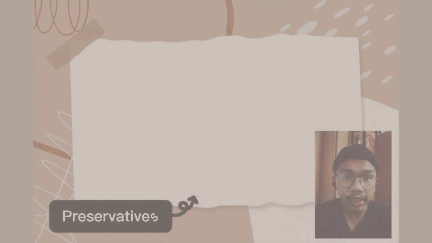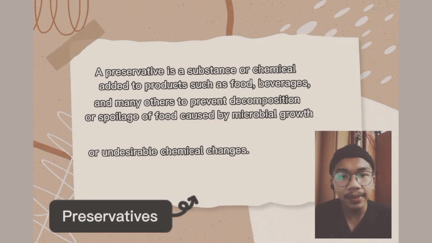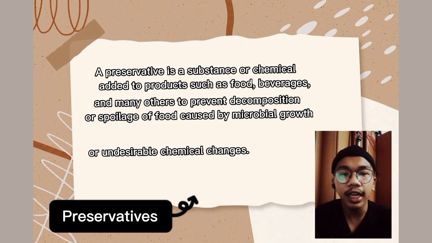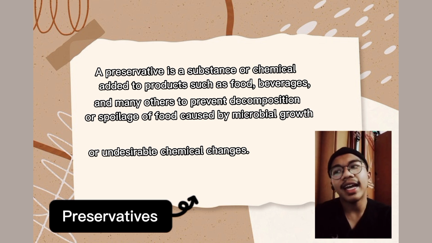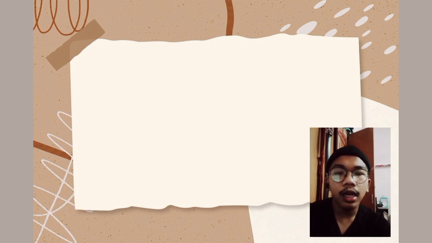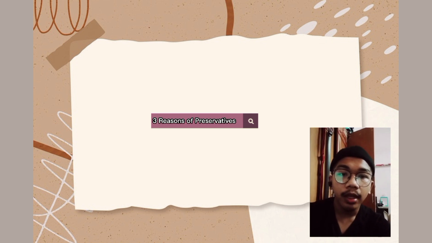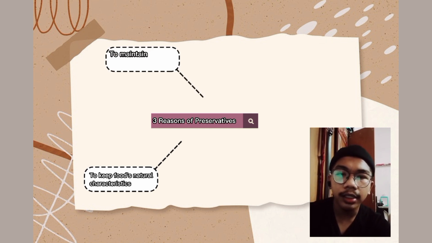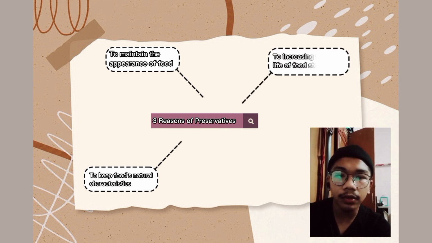Okay, for today, I'm gonna talk about preservative. What is a preservative? A preservative is a substance or chemical added to products such as food, beverage, and many others to prevent decomposition or spoilage of food caused by microbial growth or undesirable chemical changes. For today, I will only focus on the three main reasons. The first reason is to keep the food's natural characteristic, second, to maintain the food appearance, and lastly, to increase the shelf life of the food storage.